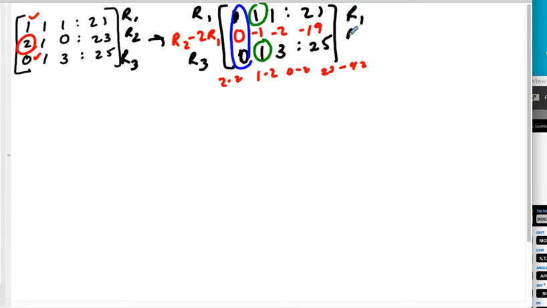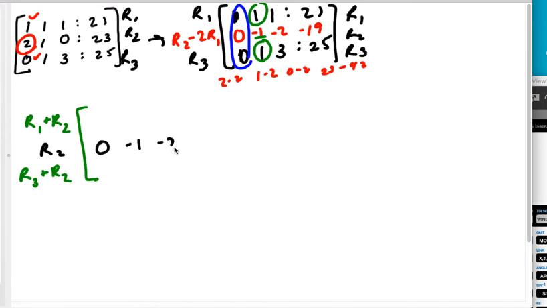So the easiest way to make both of those zeros, if I want to do 2 steps in one, so this is my row 1, row 2, row 3, right? What I could do is take row 1 and just add row 2. Row 1 plus row 2 would give me a 0 in that spot. And if I did row 3 plus row 2, it would also give me a 0 in that spot. My row 2 doesn't have to change, right? My row 2 is 0, negative 1, negative 2, negative 19. Sorry, I forgot a colon up there. All right, so let's go ahead and do this.